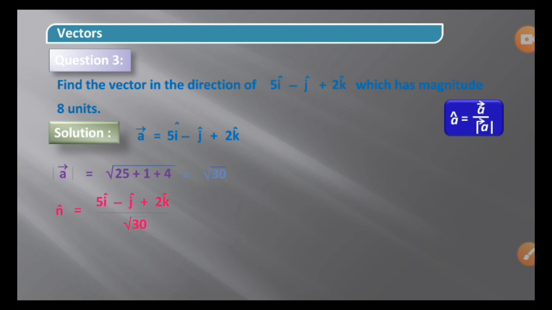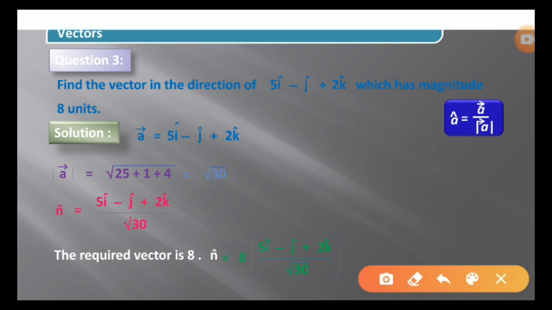Also, we have to find the vector which has magnitude 8 units. So the required vector is 8 into n cap. So we will have 8 into the bracket of the vector n cap, 5i minus j plus 2k divided by square root of 30. This is the answer, the required vector in the direction of vector A.